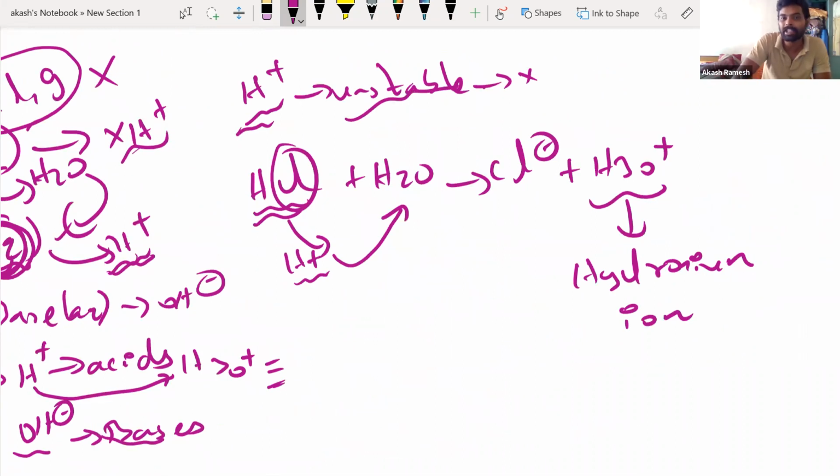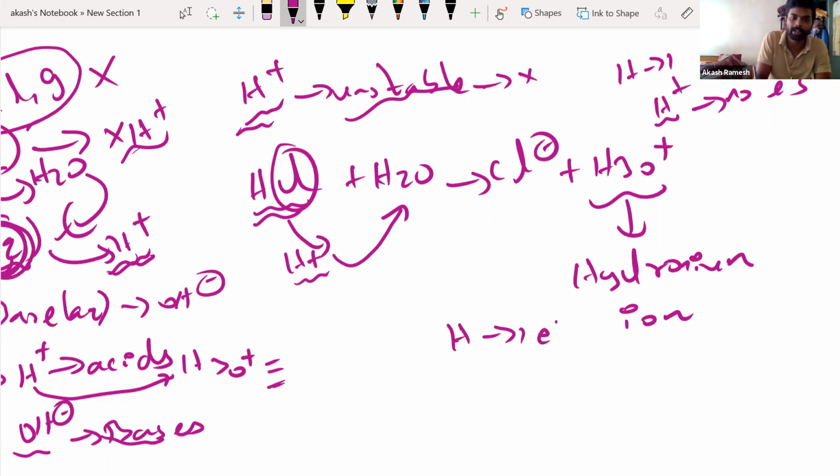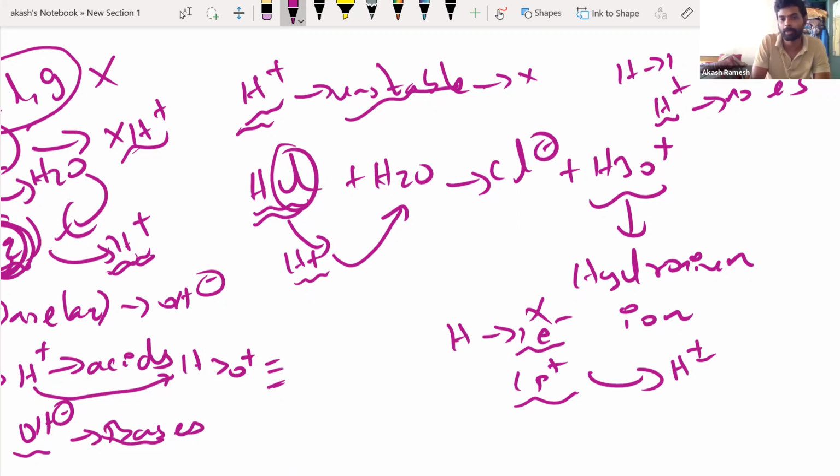Why are they unstable? It's very simple. Hydrogen has only one electron, atomic number 1. Now, if it is H plus, there are no electrons here, exclusively a positive charge. A proton alone is present. If you look at the configuration, hydrogen has one electron and one proton. If this becomes H plus, this electron is gone and only one proton remains. That's why we have a positive charge. Only one proton remains, and that's why it's unstable.